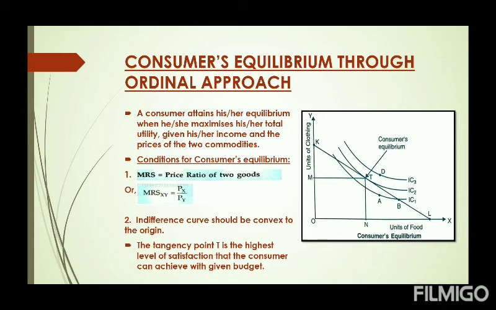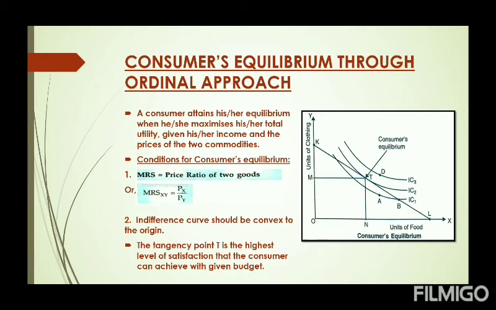So the point where MRS equals the price ratio, that is, the slope of the budget line equals the slope of the indifference curve, that point is the consumer's equilibrium. This is called the necessary condition. The sufficient condition is that at the point of equilibrium, the indifference curve should be convex to the origin. That means MRS should be decreasing. We have discussed that the reason behind the convexity is decreasing MRS. So the marginal rate of substitution between the two commodities must be decreasing at that point.